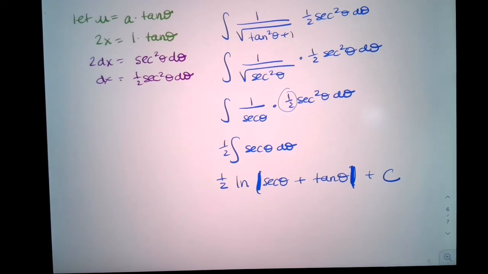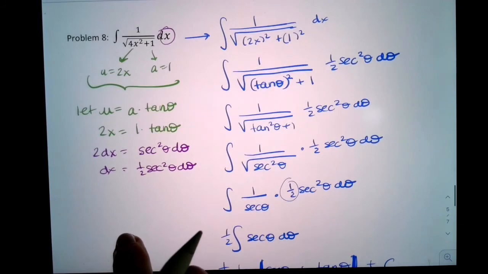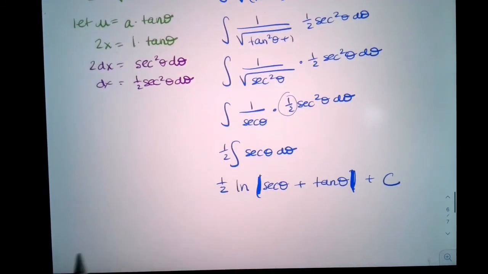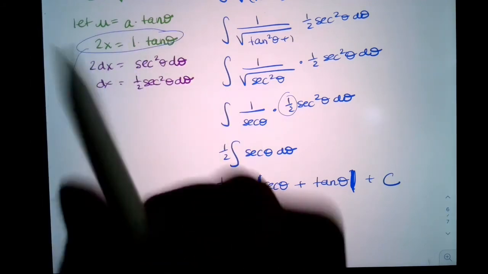It's not the right form, but it's really good. I mean, it is equivalent, but I need to represent my answer in terms of x. I mean, if that's the integral I was given, my answer should have x's in it. So let's actually transfer it over. I need to know what secant theta is in terms of x and tan theta, what that is in terms of x. So I'm going to go back up here and just rework this.